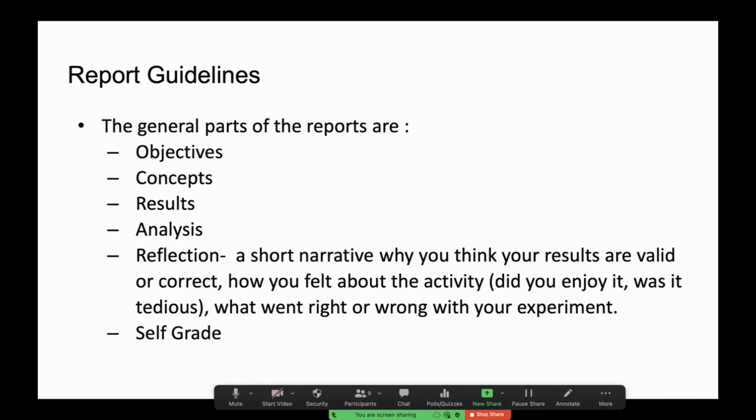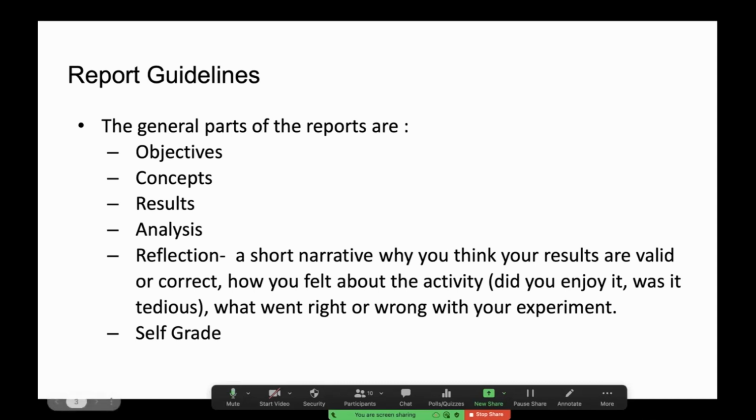So the report will be a long report. It's a paper. And the general parts of the report would be as follows. But what's different here is you have a reflection, which is a short narrative of why you think your results are valid or correct, and how you felt about the activity. This is again very important because I need to know if you enjoyed or if it's tedious or if you got excited, and that will inform the next iteration of these activities.